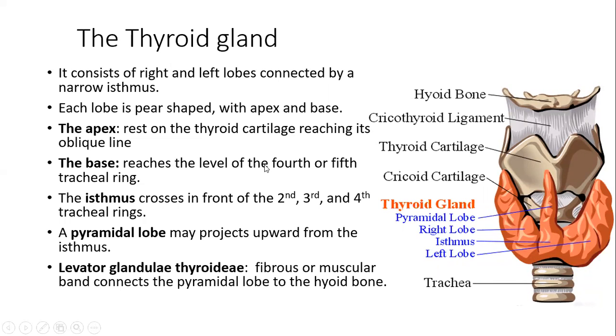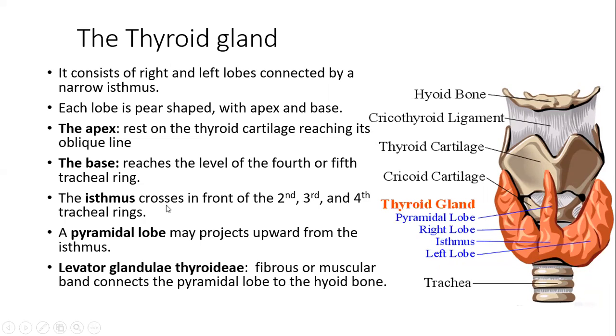This is called the Adam's apple, and this is called the oblique line. So the apex reaches up to the oblique line of the thyroid cartilage. The base reaches the level of the fourth or fifth tracheal rings. If you see here, the base has reached up to the fourth or fifth tracheal ring. These are the trachea, and these are called tracheal rings.